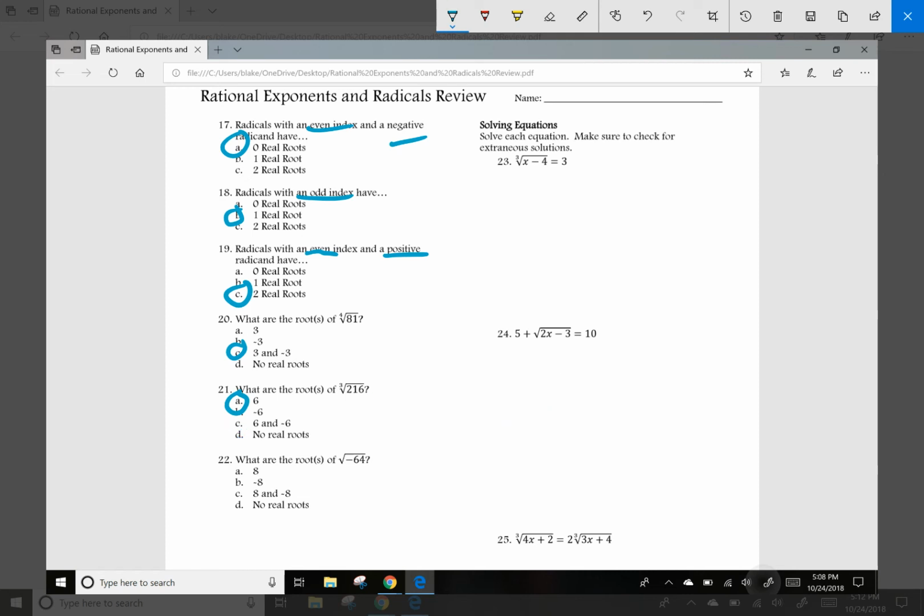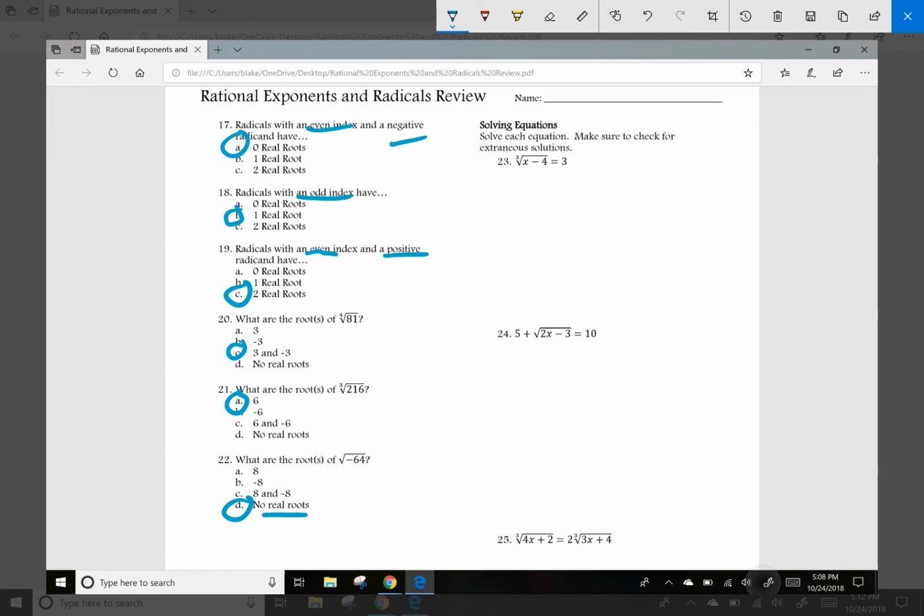And the last one, it's an even index. Again, it's a square root, so that means the square root of negative 64. Even index, but a negative on the inside. Even index with a negative on the inside means it has no real solutions, no real roots. Technically, the answer is 8i and negative 8i, but again, we're talking about real roots, not imaginary ones. So no real roots would be the answer.